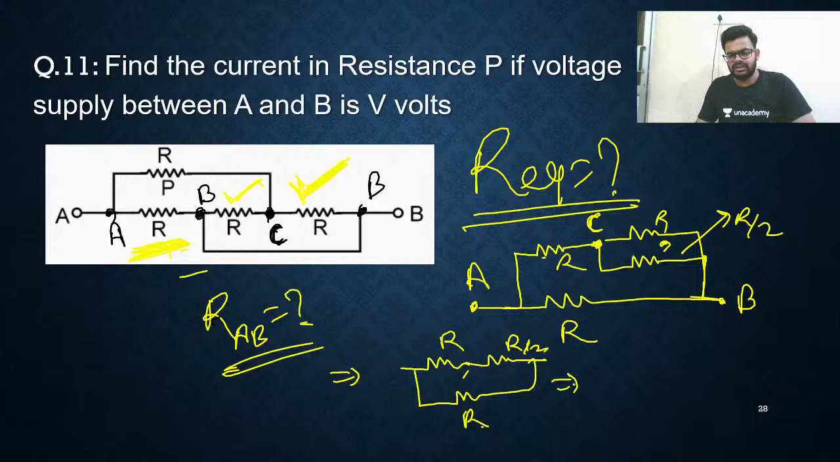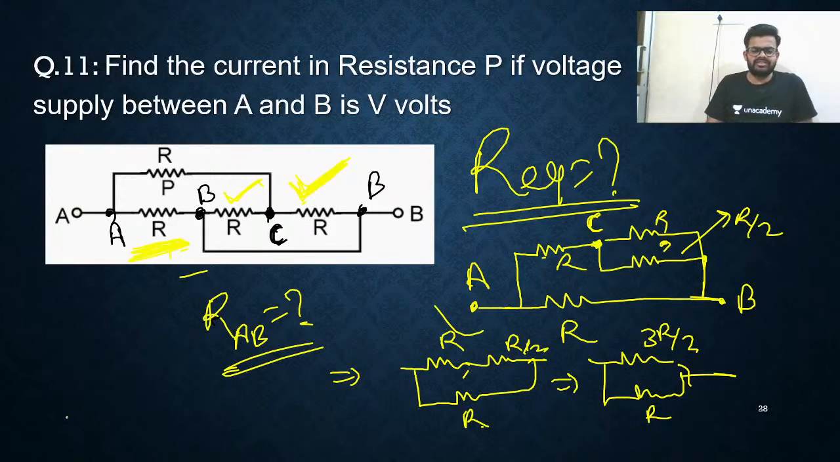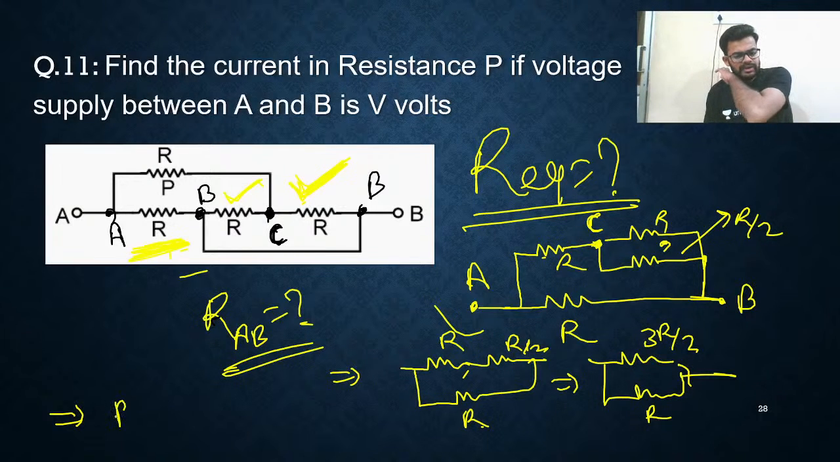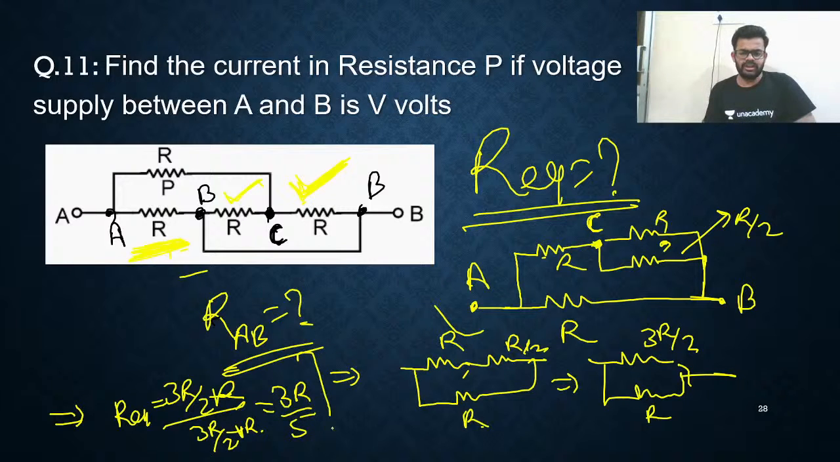So I will write here 3R by 2 and here is R. Correct? Right. Now again take its equivalent. So these are in parallel, right? So you will write R equivalent is equal to 3R by 2 into R divided by 3R by 2 plus R. So you are getting 3R by 5. That's all. This is the answer. Very good, Kushi. Your answer is correct.